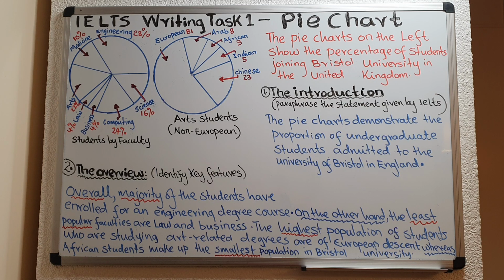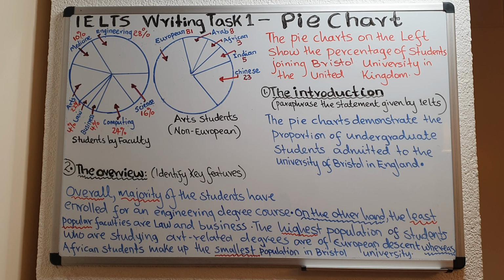So art-related degrees are things like, as long as it's not science-related, then it is art, okay? For example, law, okay, so the highest population of students who are studying art-related degrees are of European descent. European descent means they come from Europe, okay? Remember, this is a Band 9 essay, so I have to use advanced vocabulary straight away in my introduction.